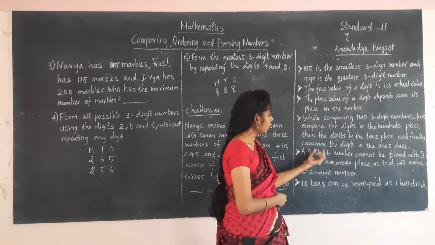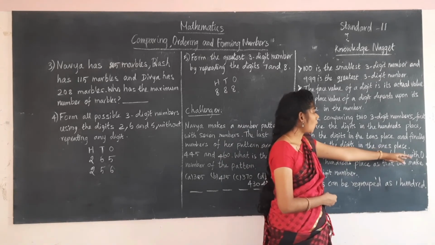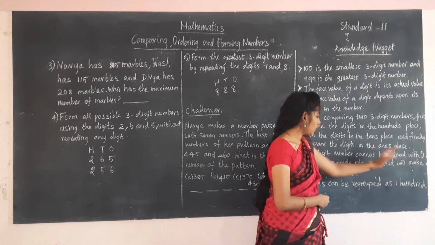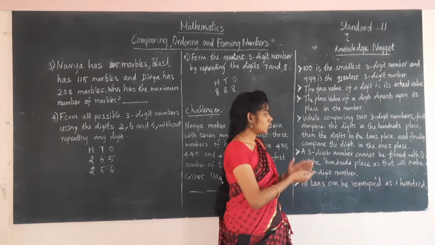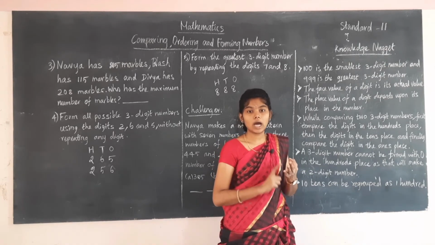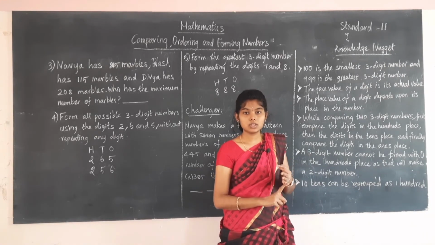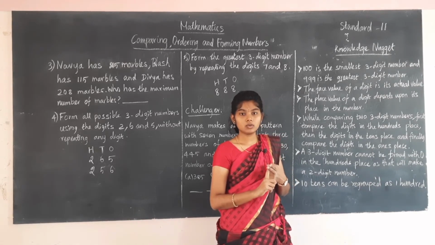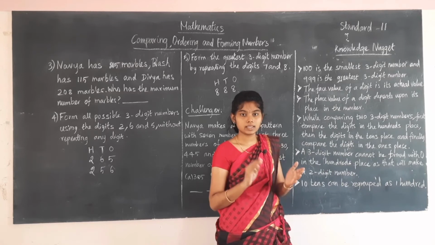Next one: a 3-digit number cannot be formed with 0 in the hundreds place, as that will make a 2-digit number. In a 3-digit number we should not start with 0. If we start with 0, it will make only a 2-digit number. That's why we should not start a number with 0. We have to start with any other number except 0.